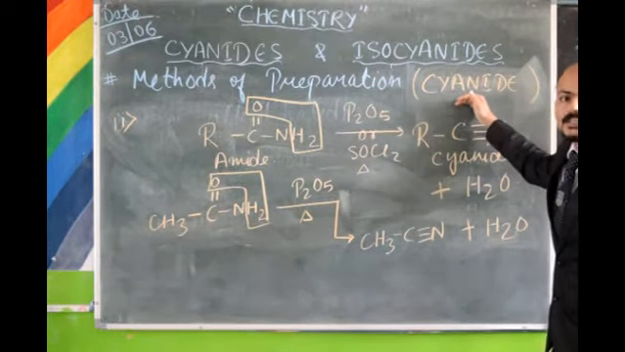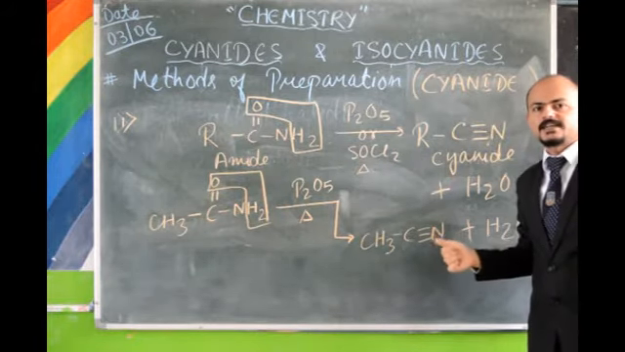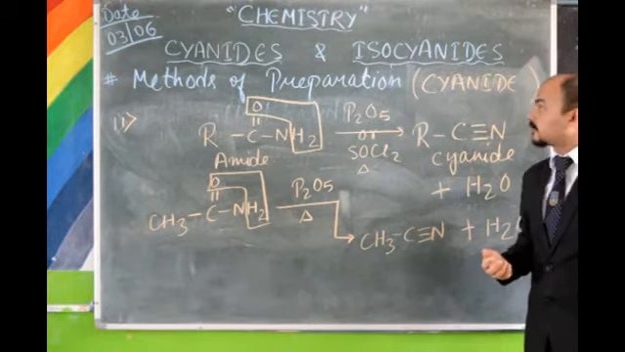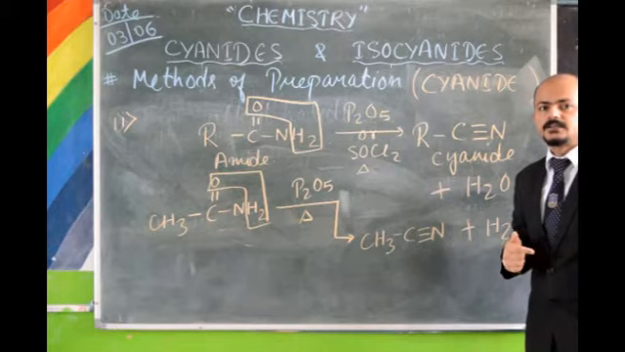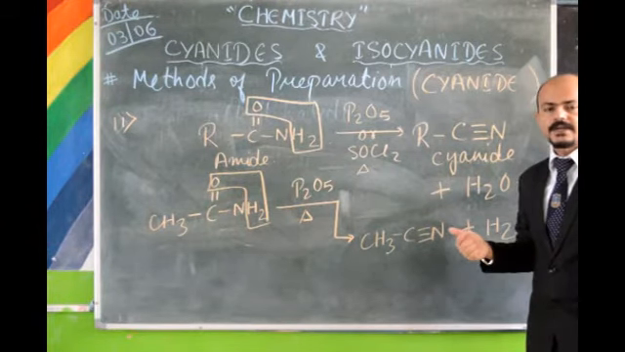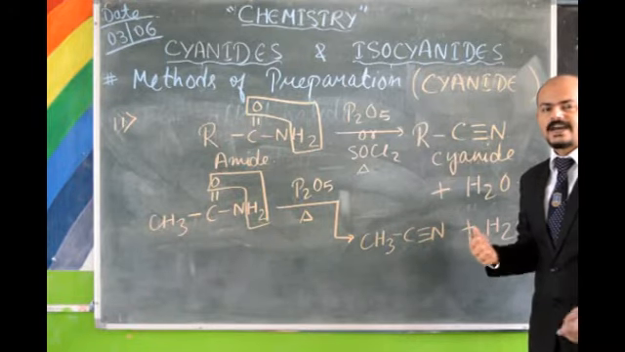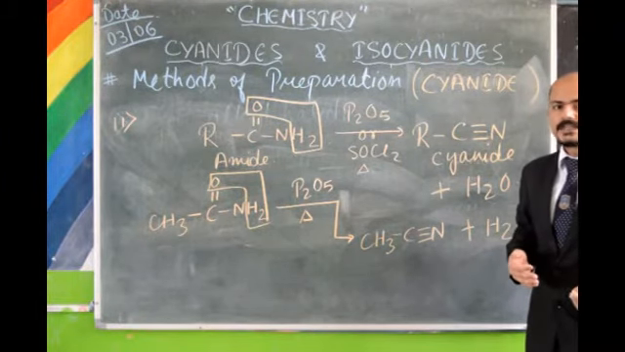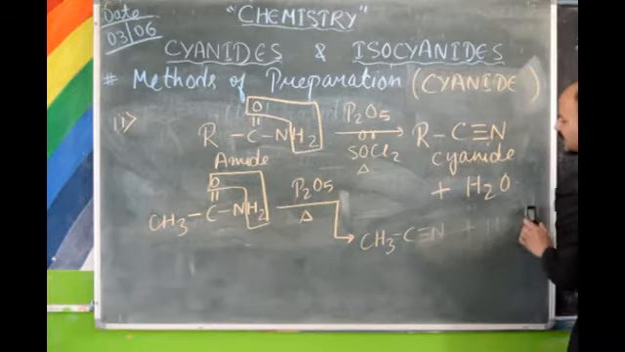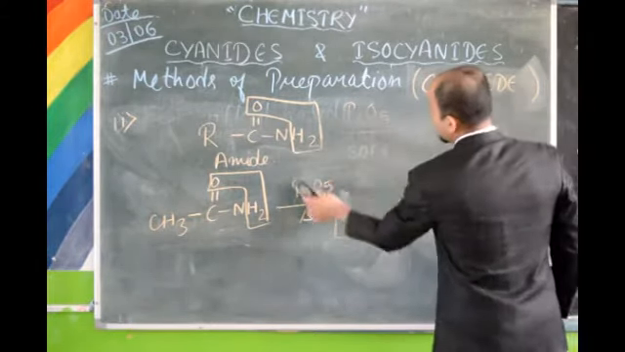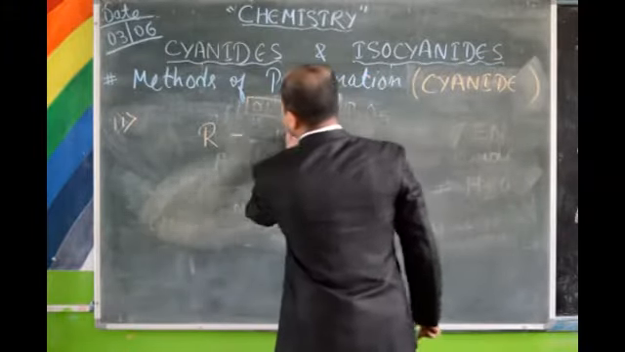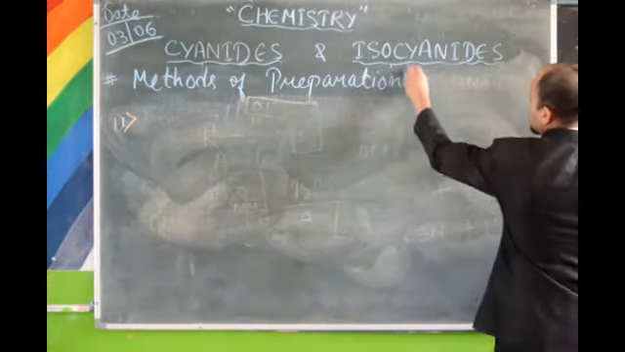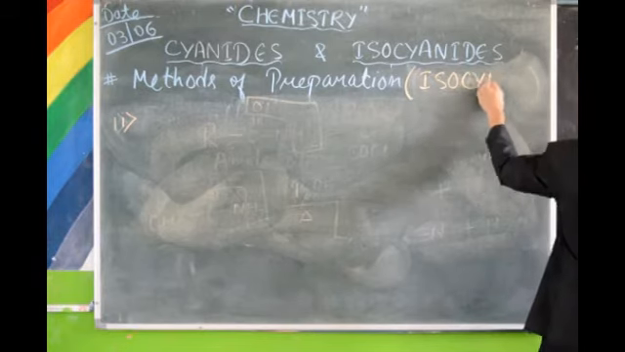So we have discussed two methods of preparation for cyanides. We discussed one method for the preparation of isocyanide. Now, one more method of preparation is there, which we have already discussed for isocyanide in our previous video. That is carbylamine reaction. Okay? I hope you still remember that reaction, where you had a characteristic, offensive, unpleasant smell, because of which you detected first degree amine. So that is also one of the methods for the preparation of isocyanide. So let's discuss that once again in brief.